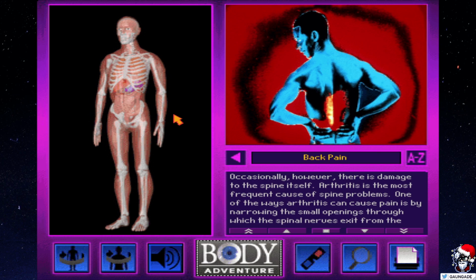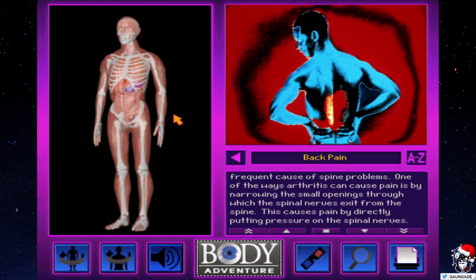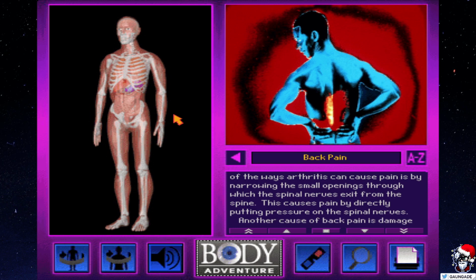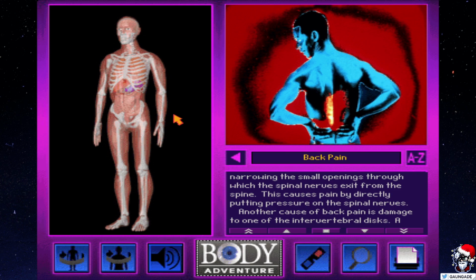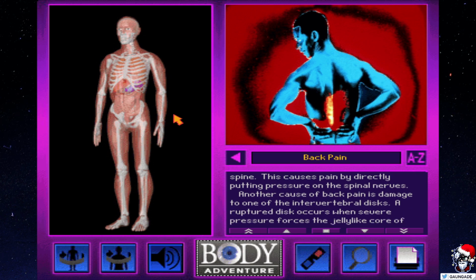One of the ways arthritis can cause pain is by narrowing the small openings through which the spinal nerves exit from the spine. This causes pain by directly putting pressure on the spinal nerves. Another cause of back pain is damage to one of the intervertebral discs.